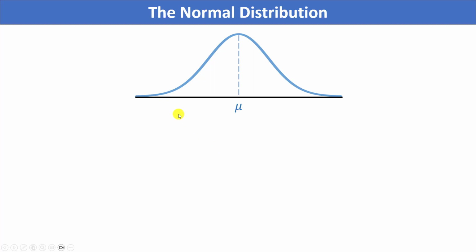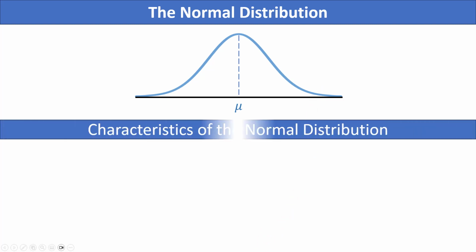The normal distribution looks something like this, where the higher parts of the graph represent more common observations. So that means observations closer to the mean, which is right in the middle, are going to be more common. And as we move further and further away from the mean, either lower or higher, the observations are going to be less and less likely.